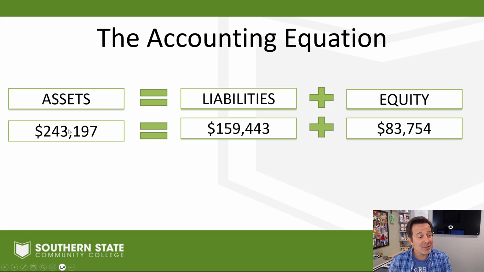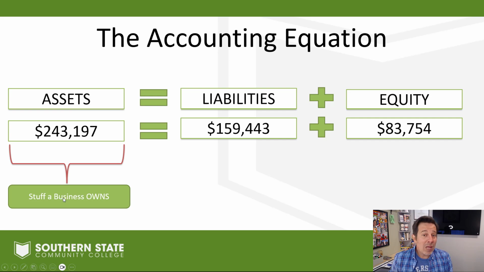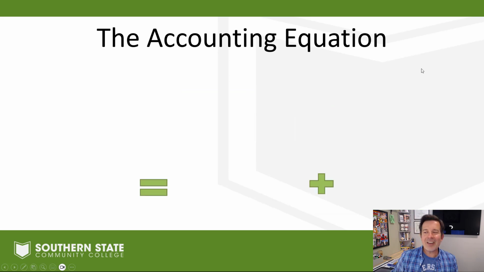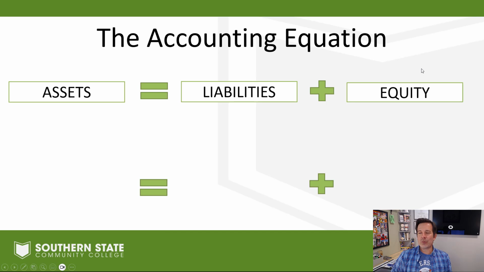You can see we plug in Walmart's numbers. In fact, assets do equal liabilities plus equity. So, again, just to review, assets, stuff a business owns. That's going to be equal to who has a claim to the assets. Is it a creditor or is it an owner? Everything a business owns is equal to who has a claim to the asset. It could be a creditor or an owner. All right, the accounting equation. There it is again, assets equal liabilities plus equity.